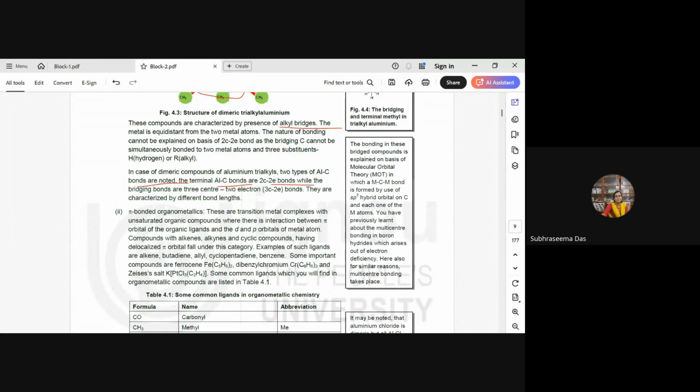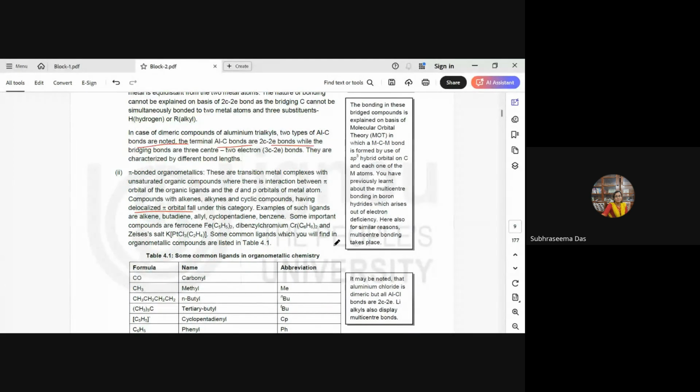Then comes the second class, that is the pi bonded organometallics. These are transition metal complexes with unsaturated organic compounds, where there is an interaction between the pi orbital of the organic ligands and the d and p orbitals of the metal atom. The compounds with alkenes, alkynes, and cyclic compounds which contain delocalized pi orbitals are classified into this category. Some ligands are alkene, butadiene, allyl, cyclopentadiene, benzene. The organometallic compounds of this class are Zeise's salt, ferrocene, etc.